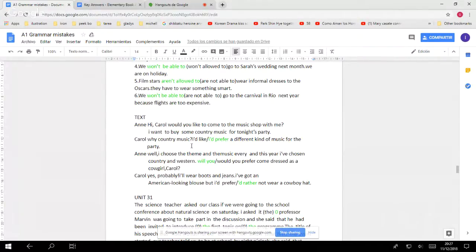In this case, you are saying country music is an opinion, something that you want in the future, but for that reason you use I would. I prefer. So I'd prefer is the same as saying I would prefer a different kind of music. So I like doesn't make much sense. Why? Because if you say I'd like a different kind, that is wrong. It's better if you say I would prefer.